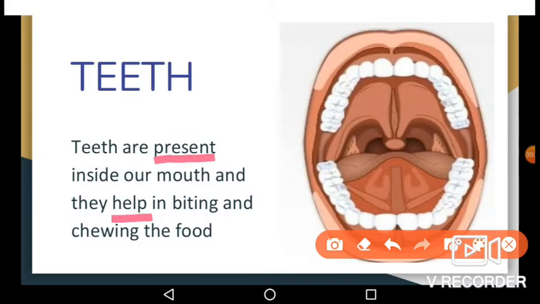Unlike pythons, humans cannot swallow food in one big gulp. Food must be broken down into smaller pieces before it can be swallowed. This function is performed by teeth. And do you know what is the position of teeth? Yes, teeth are present inside our mouth. And how do they help us? They help in biting and chewing the food.